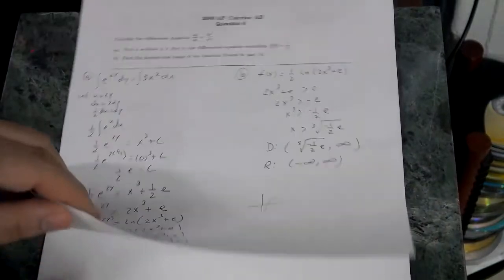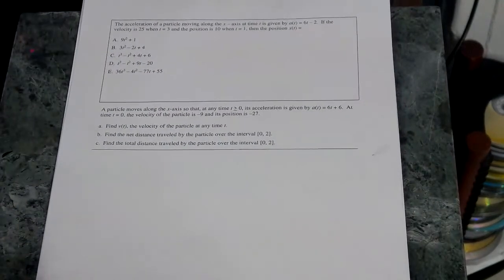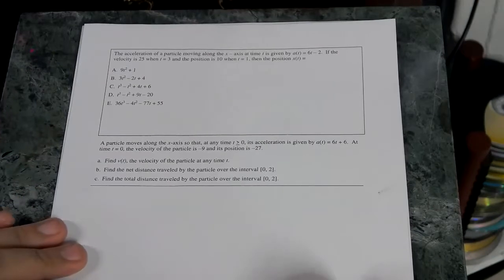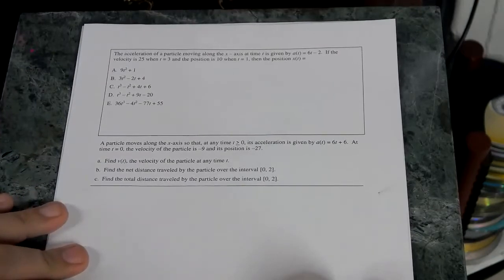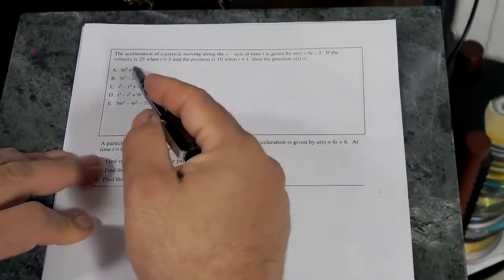And finally, the last problem, we have an acceleration. The acceleration of a particle moving along the x-axis is given by a of t equals 6t minus 2. If the velocity is 25 when t is 3, and the position is 10 when t is 1, then the position x of t equals one of these.